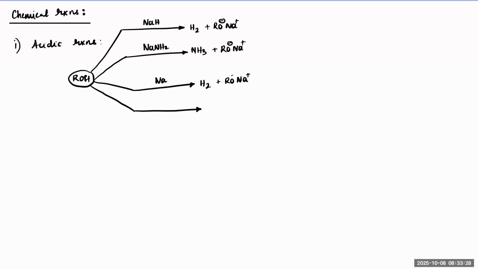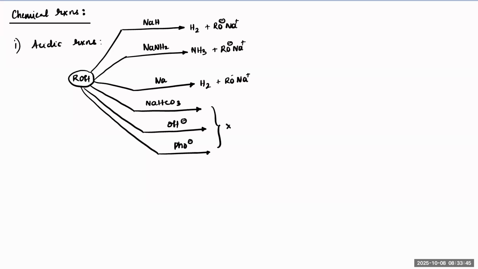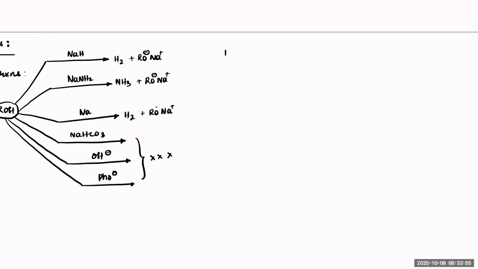Got it? Next, if you treat that with NaHCO3, or with OH minus, or with phenoxide ion, in all these cases, no reaction. You will not find any reaction happening. Clear? Second type of reaction is substitution reaction.